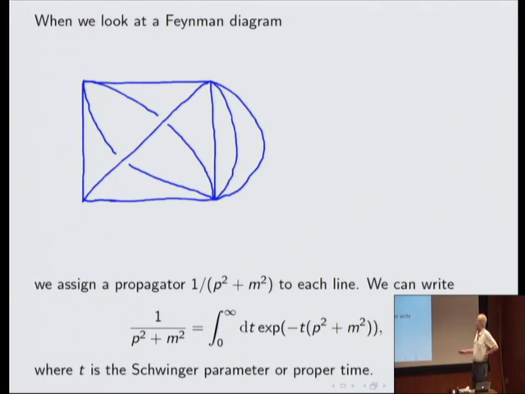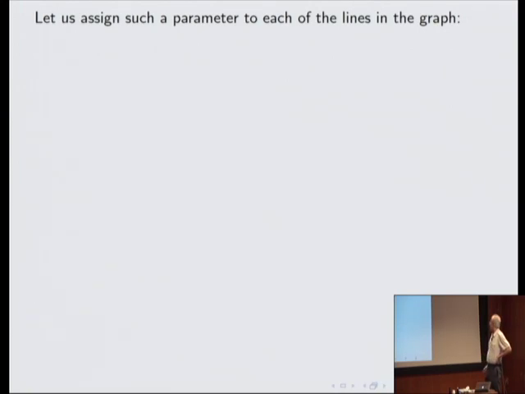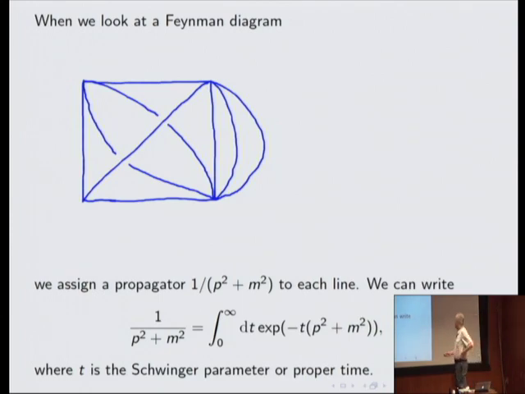So every line in this graph has a propagator. This graph happens to have, I think, 9 lines, so there are 9 propagators. And to each of those propagators, we assign a Schwinger parameter. I got tired of labeling them, so I only labeled 3 of them, but we're supposed to label all 9 lines with a Schwinger parameter, which is a positive real number t. And then for each propagator, we write it as the integral over the corresponding t of e to the minus t times (p squared plus m squared).